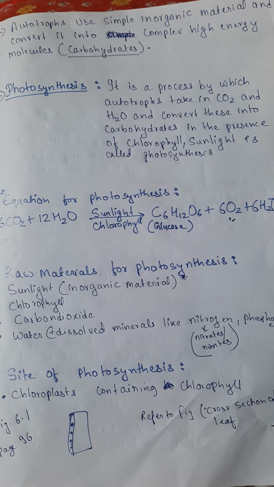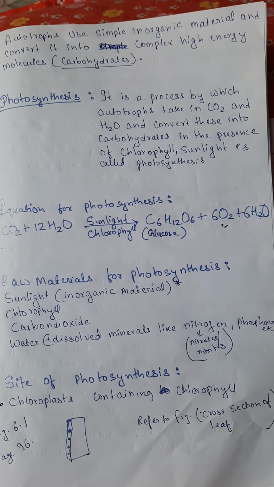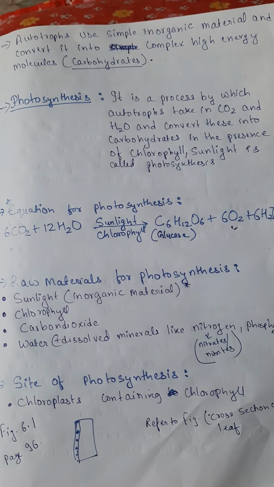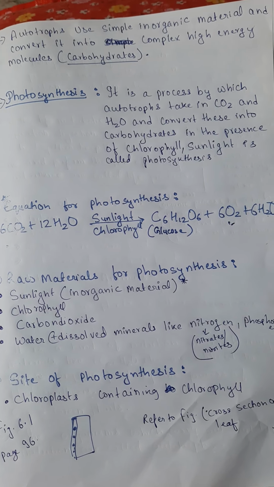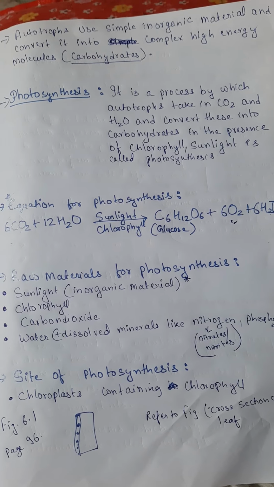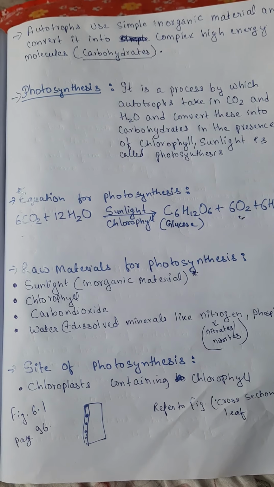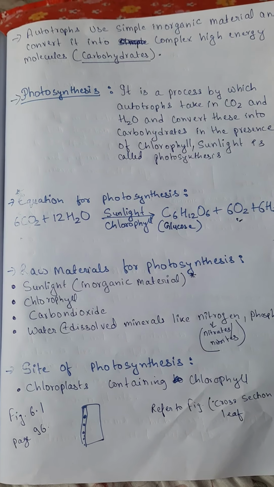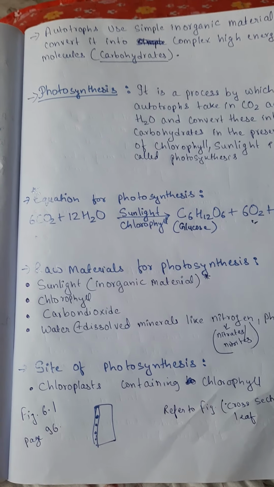Now, photosynthesis is a process by which autotrophs take in carbon dioxide and water and convert these into carbohydrates in the presence of chlorophyll and sunlight. It is called photosynthesis. You can memorize the definition also. And now, what happens during photosynthesis? It is given in an equation which is important for you all.